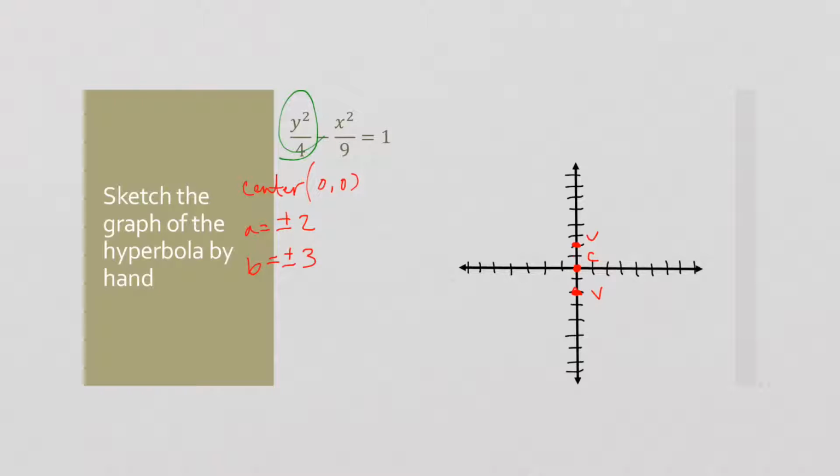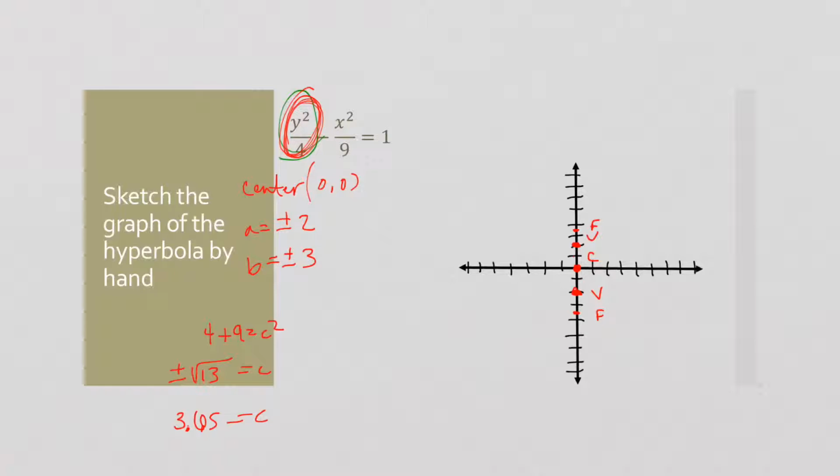Now I still need to label my foci, so I'm going to go ahead and find C. So 4 plus 9 is C squared. C equals the square root of 13, which means C is 3.6 approximately. 3.605, but about 3.5. So from 0, I'm going to go a little over 3.5 out. That's my focus. Also here, a little over 3.5, and that's a focus. So I have all my parts labeled, and they run along the y-axis because y came first in my equation.